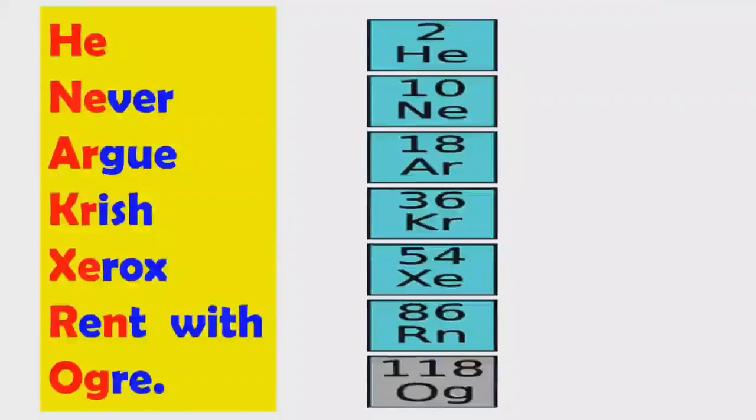Now we will make one sentence to remember 8th A group elements. "He never argue Chris Xerox rent with Ojir." Here He represents helium, Ne represents neon, Ar represents argon, Kr represents krypton, Xe represents xenon, Rn represents radon, Og represents oganesson. These are the 8th A group elements.